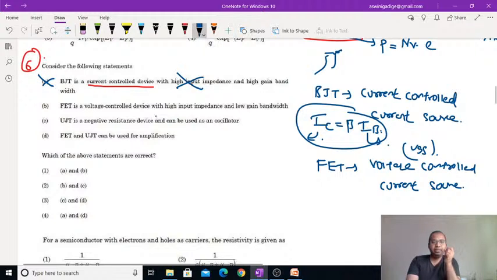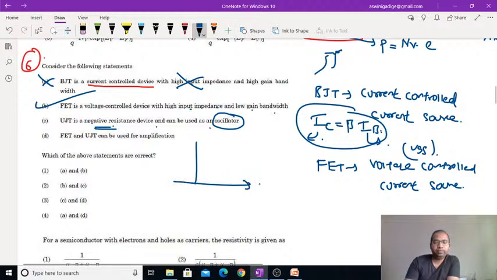Next, FET is a voltage control device with high input impedance and low gain bandwidth. Absolutely, FET is a voltage control device and it is having the high input impedance and the low bandwidth will be there. Next, UJT is a negative resistance device and can be used for an oscillator. Of course, UJT is having the negative resistance between the peak point and the valley point. Okay, between both these two, it is having the resistance.